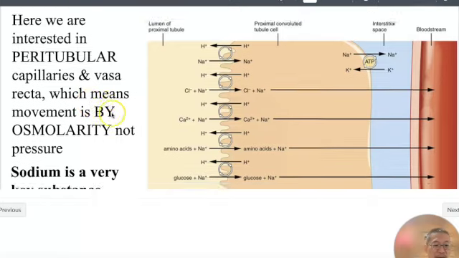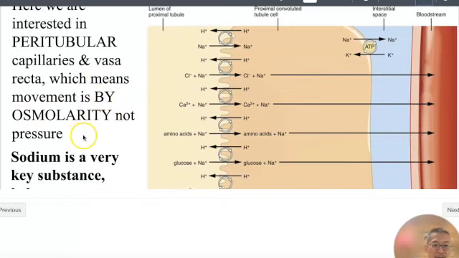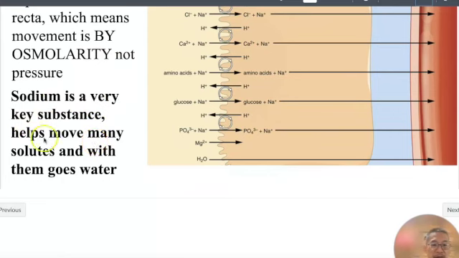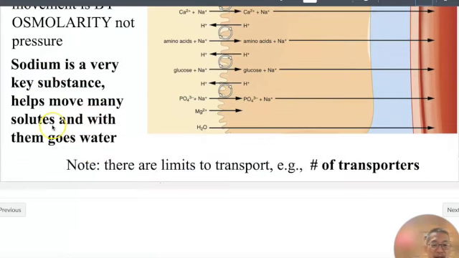Vasa recta means movement by osmolarity, not pressure. Osmolarity is the movement of water like osmosis, so it is driven by that, not by the hydrostatic pressure. It's driven by sodium. Sodium is the key substance to move many solutes. Sodium goes where water goes as well.